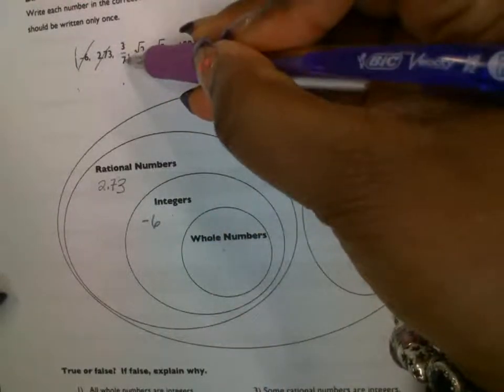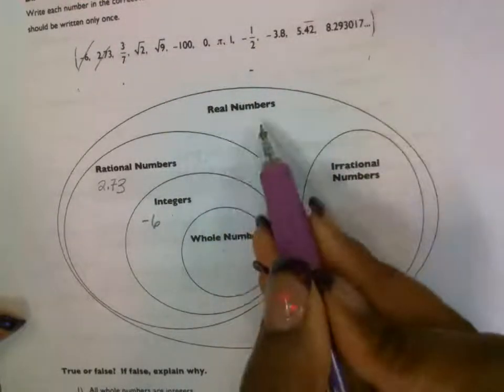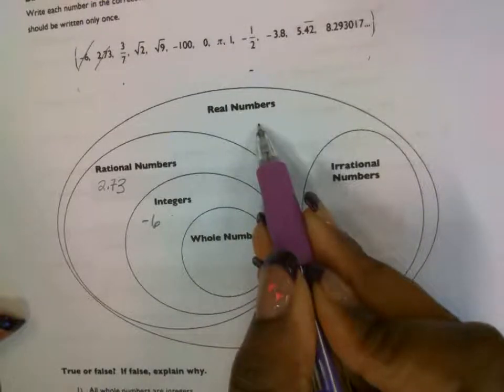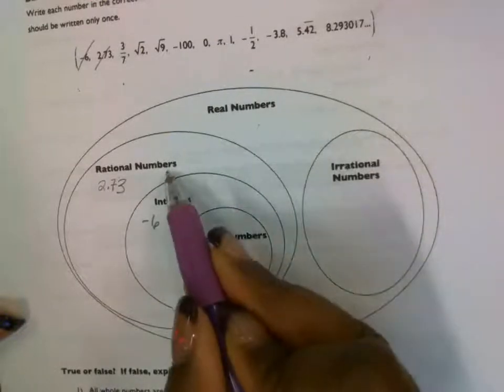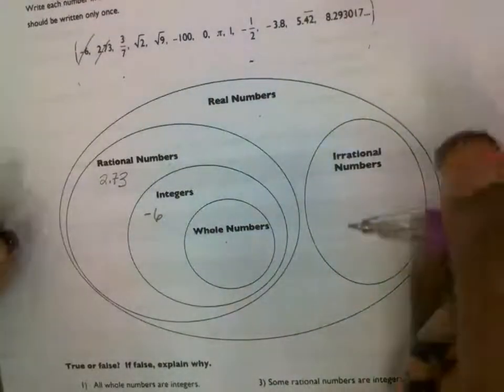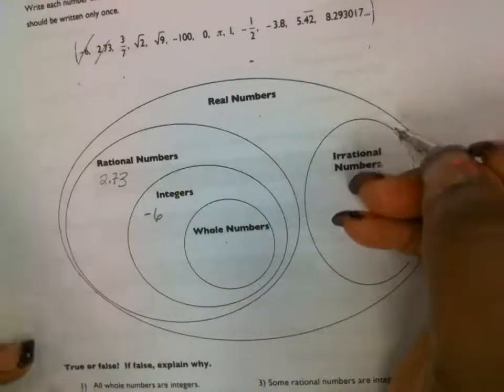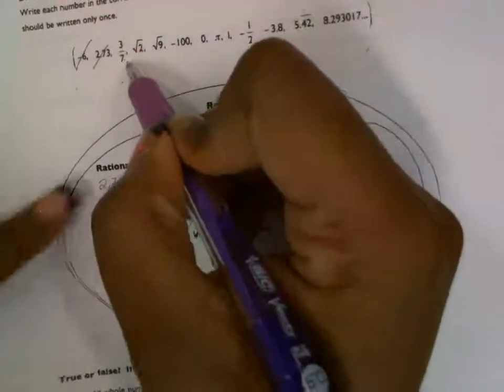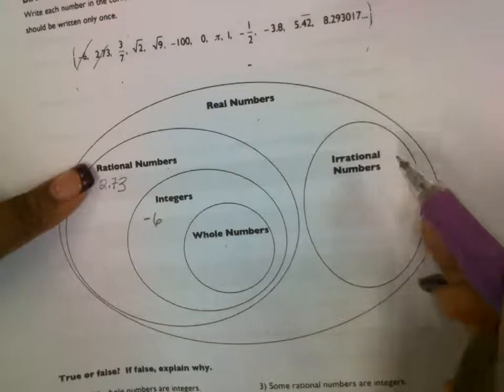Okay. The fraction 3/7. 3/7, like every number, is a real number. Is it rational or is it irrational? Can somebody tell me if it's rational or irrational? Anybody? All right. Okay, Miss Reyes, which one is it? 3/7 is a fraction. Okay, guys.